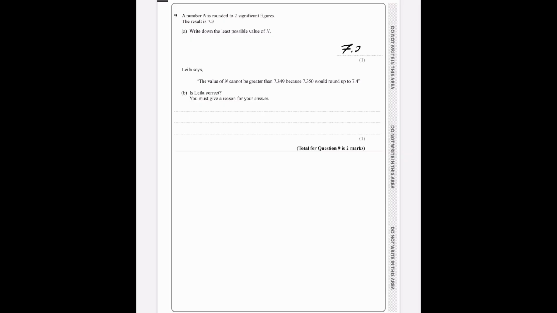For the rounding one, the lower bound of that is going to be 7.25. And I'm afraid, Layla, that the answer is no, you're not correct. I've picked a number there that is bigger than the number that she has given, and yet would still round down to 7.3. That would do it. Any argument that shows that there are numbers larger than hers which would still round down will do the job there.